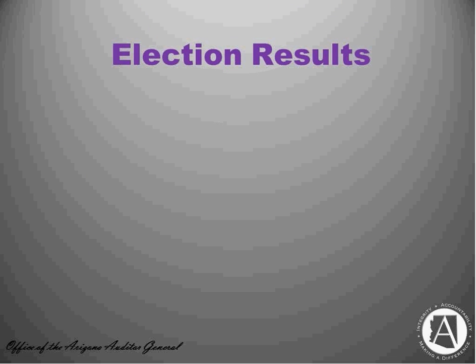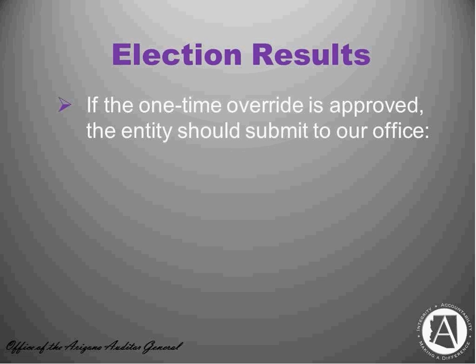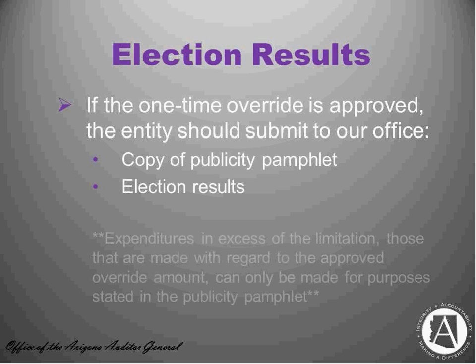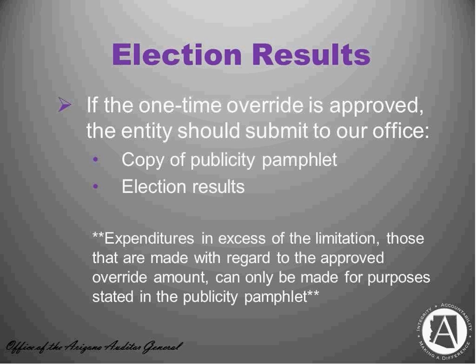If the one-time override passes, the entity must submit a copy of its publicity pamphlet and the election results to our office. Finally, it is important to note that the governing board has to separately budget for all expenditures made in excess of the expenditure limitation. Per Arizona Revised Statute, Section 41-563.02(F), any expenditures in excess of the limitation, those that are made with regard to the approved override amount, can only be made for purposes stated in the publicity pamphlet.